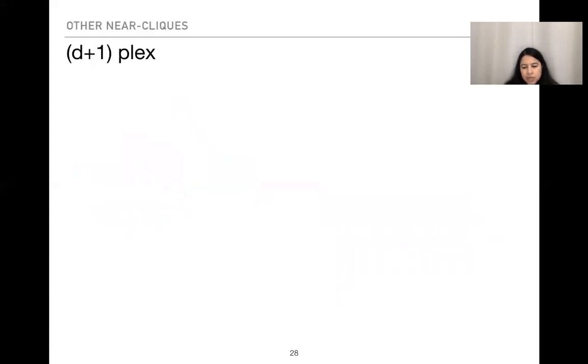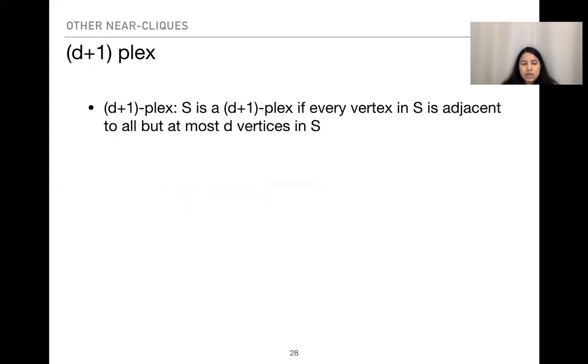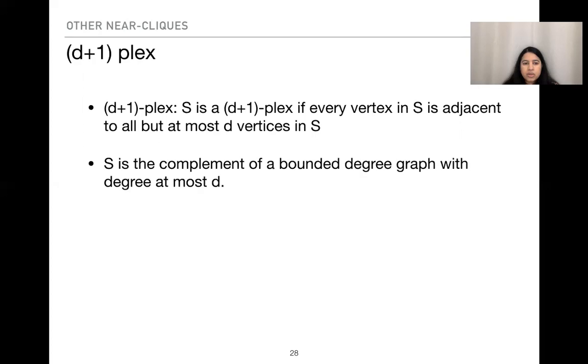This algorithm that I described is actually used as a subroutine in the algorithms for some of the other near cliques that I talked about. The first near clique is the D plus one plex. S is a D plus one plex if every vertex in S is adjacent to all but at most D vertices in S. You can think of this as S being the complement of a bounded degree graph with degree at most D.